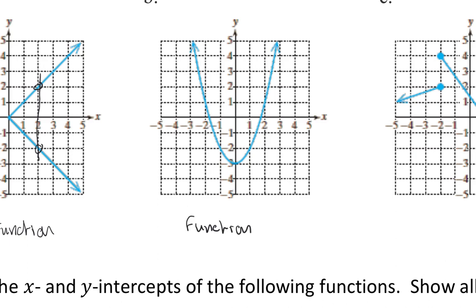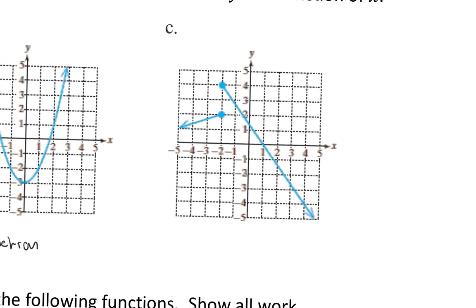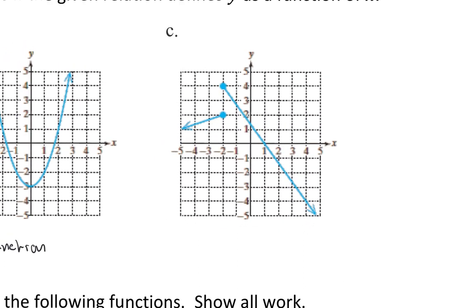And then moving on to that last one here, it looks like we're okay. And then all of a sudden at 3, or at negative 2, we're defined at these 2 points. So this one, because it fails here, is not a function. So it doesn't matter how many times we fail. If it fails at any point, that makes it not a function anymore.